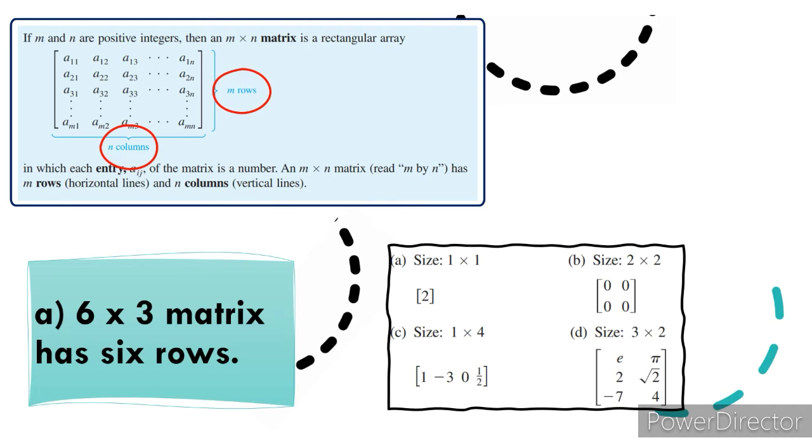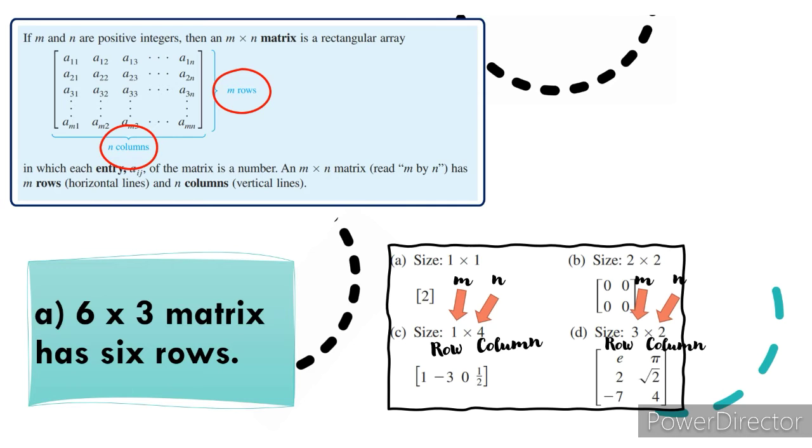These are examples of matrices. On the letter C, the 1 is the M, which is the rows, and 4 is the N, the columns. That's why the matrix has 1 row and 4 columns. On the letter D, 3 by 2, wherein 3 is the M, the rows, and 2 is the N, the columns. The matrix has 3 rows and 2 columns.